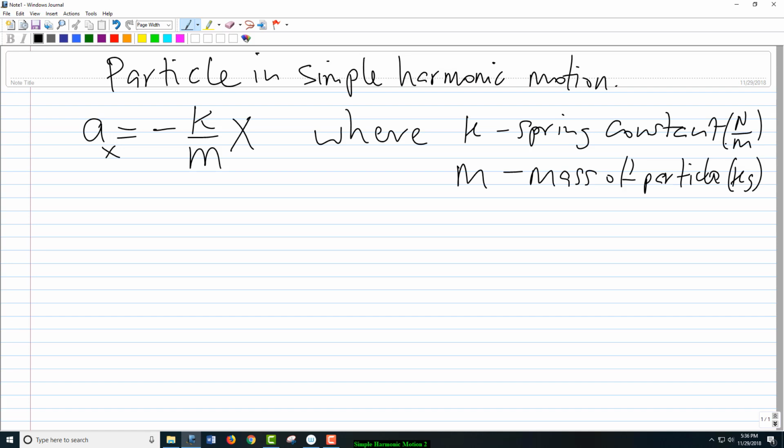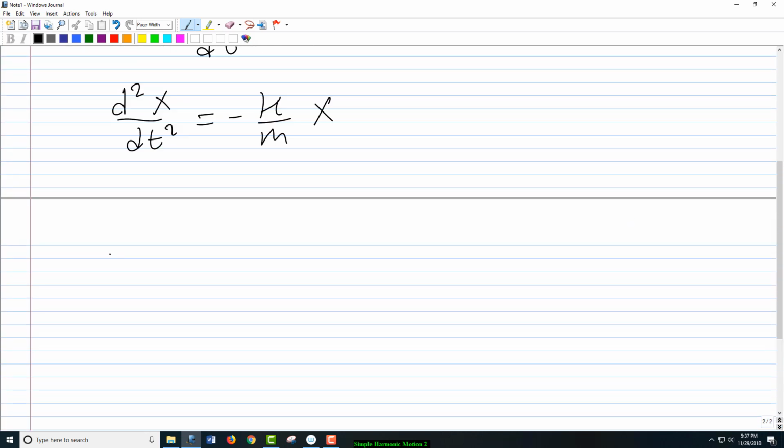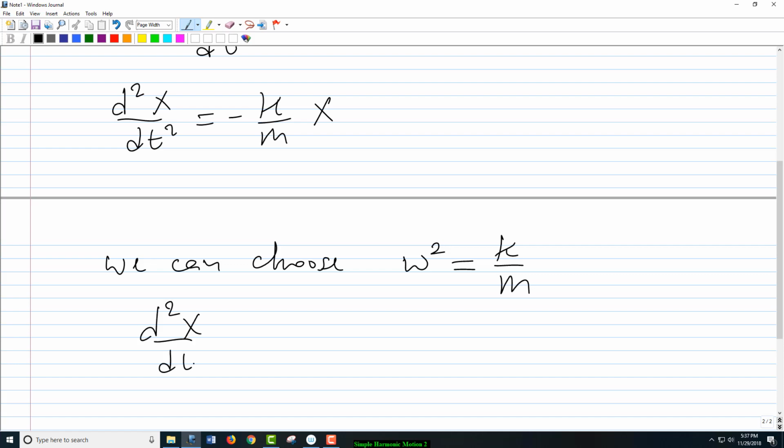We already know from Newton's second law that acceleration along the x-axis can be written as follows. And therefore, we can say that d squared x dt squared is equal to minus k over m times x. We can make a change where we can choose a constant, and we call it omega squared, and that will be equal to k over m. So we can rewrite d squared x dt squared to be equal to minus omega squared x.